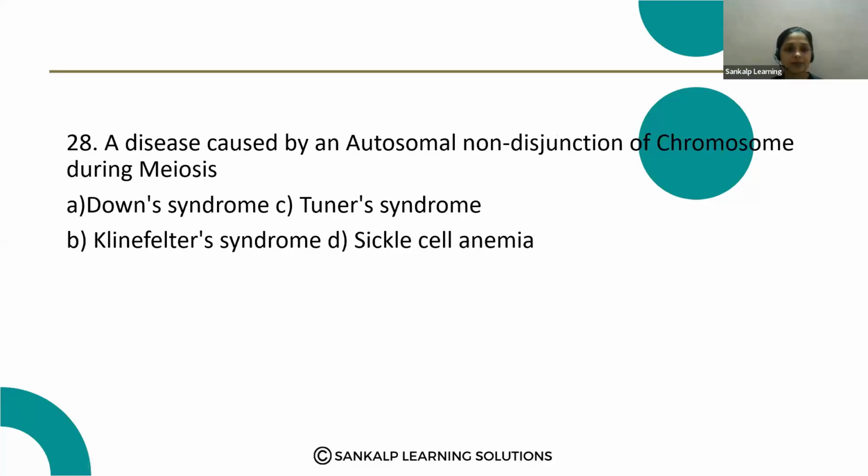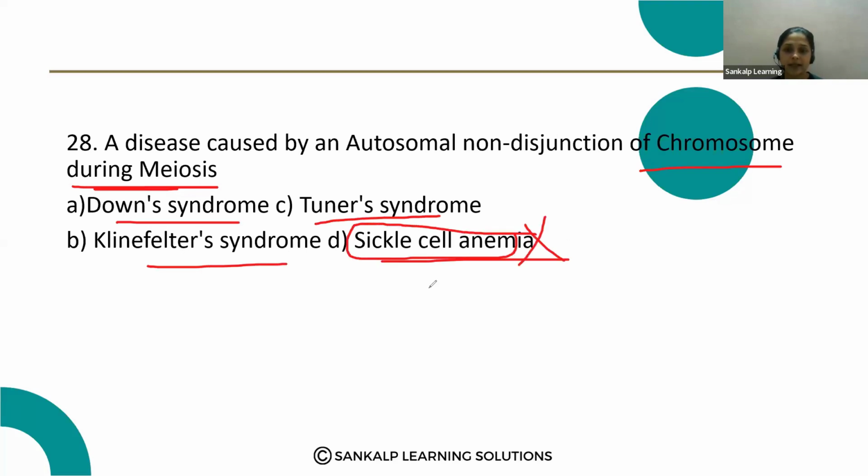A disease caused by an autosomal non-disjunction of chromosomes during meiosis. That is a chromosomal disorder, formed by non-disjunction of the chromosomes during meiosis. The options are Down syndrome, Turner syndrome, Klinefelter syndrome, and sickle cell anemia. Sickle cell anemia is not a correct answer because it is not a chromosomal disorder. It is a Mendelian disorder.